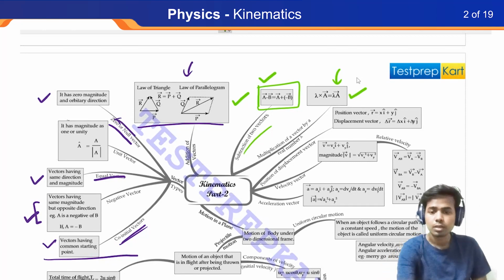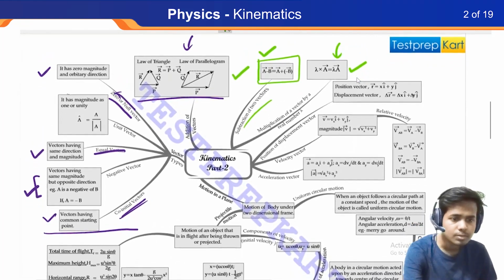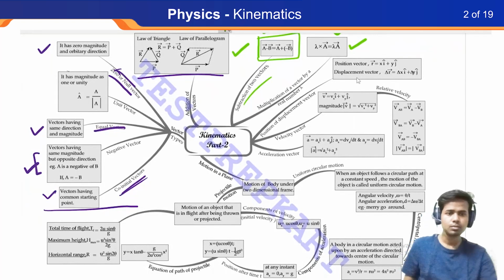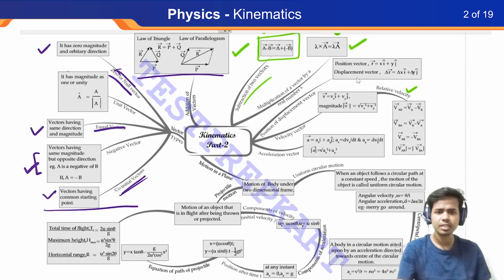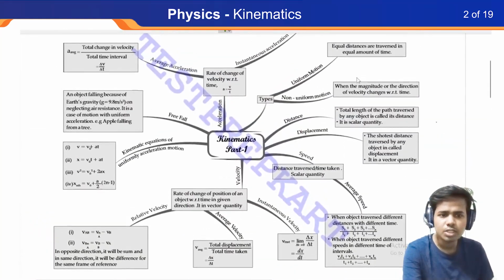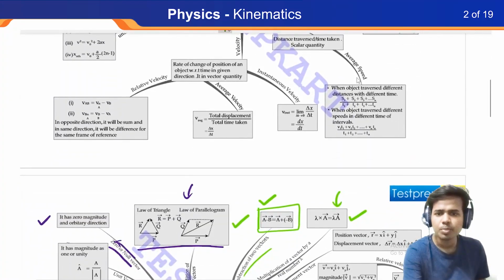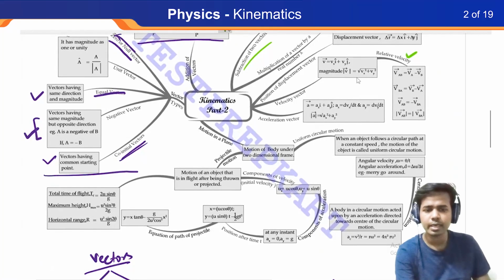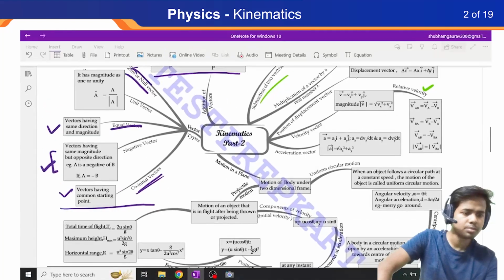Now, any other part of... no, sorry, I think we can take relative vectors later, and velocity as well, maybe later. Let me just check with the first one. I think scalar vector part we have already covered, and we can move on to the kinematics part. All right. Let me just check the time. Yes.